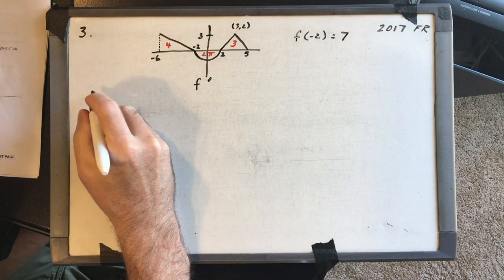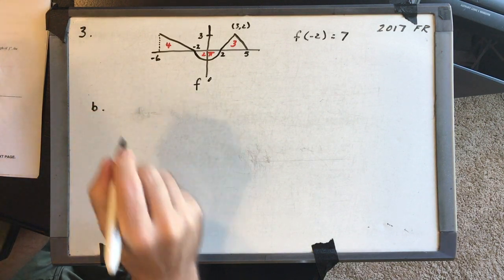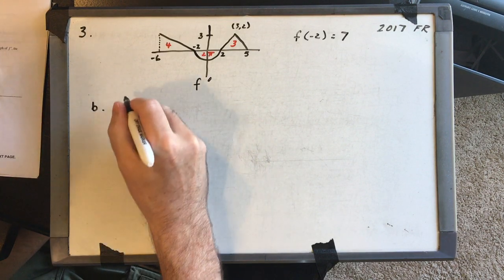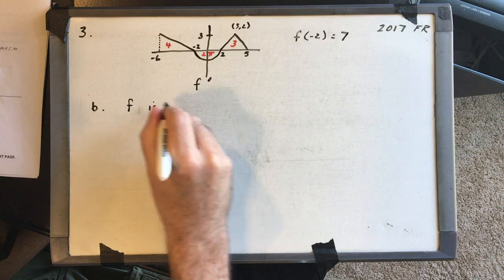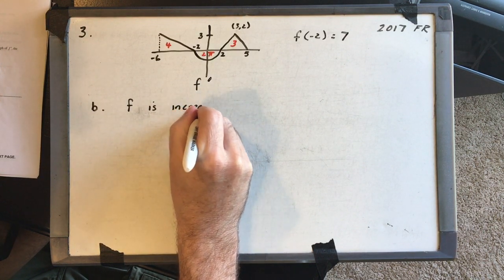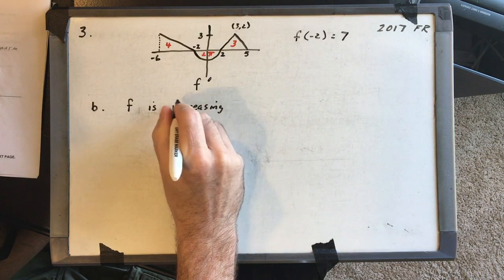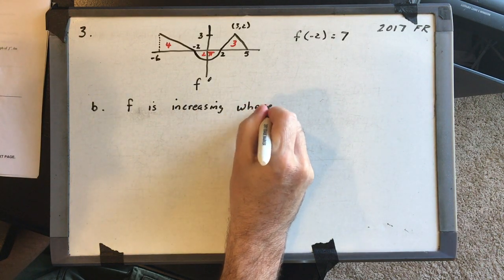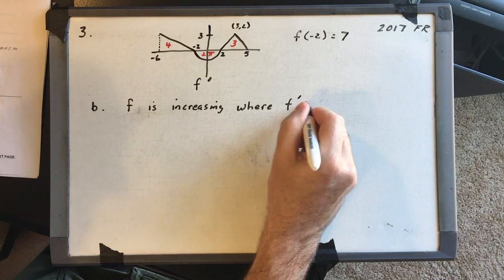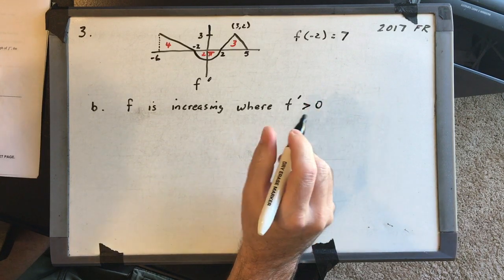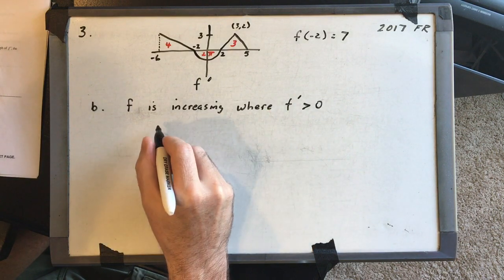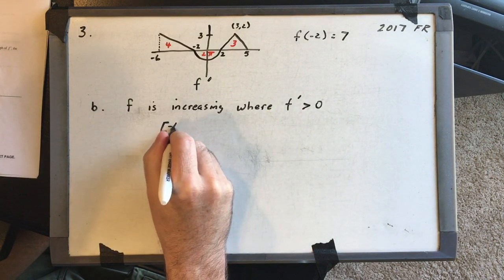All right, part B. On what intervals is f increasing, and justify your answer? Well, f is increasing where? Have you memorized the rule yet? Okay, it's going to be where f prime is greater than 0. So that's going to be -6 to -2.